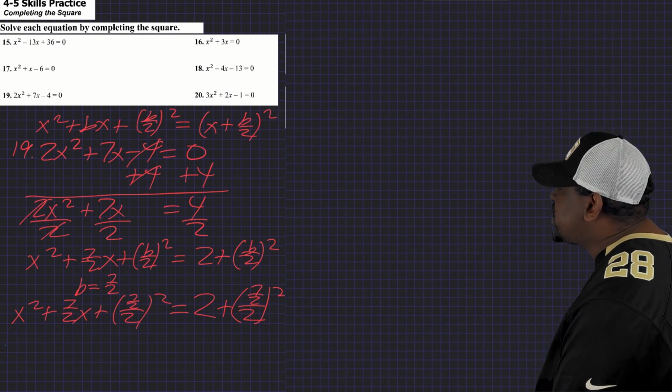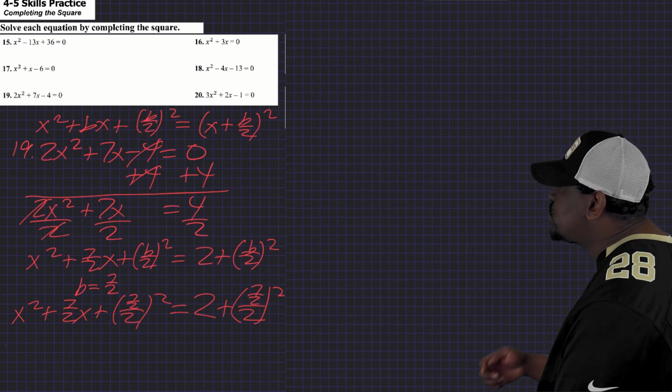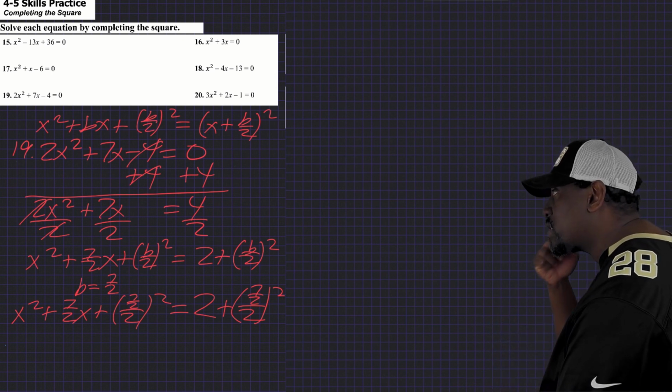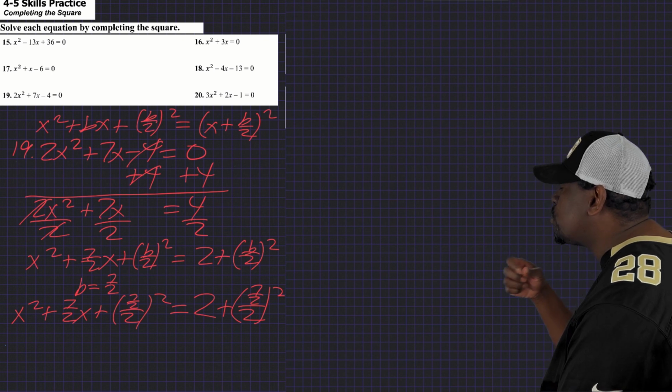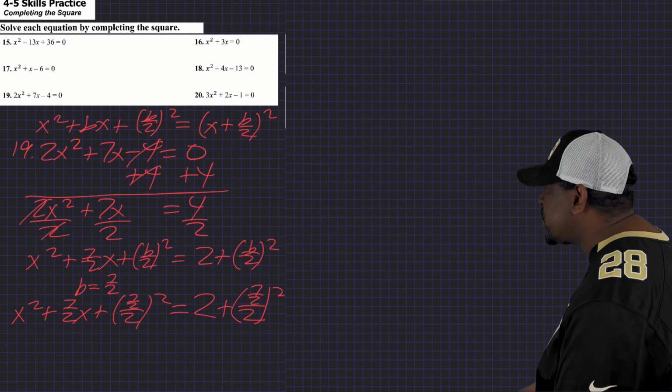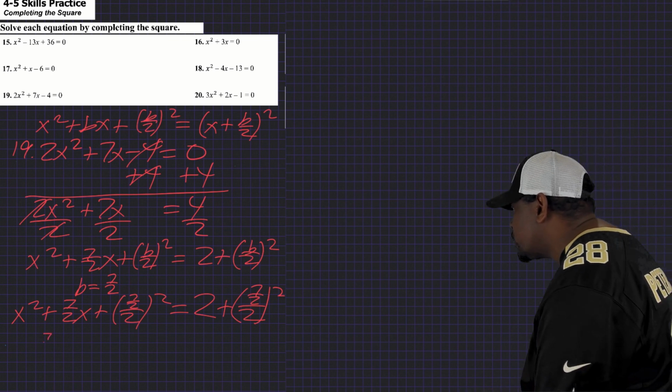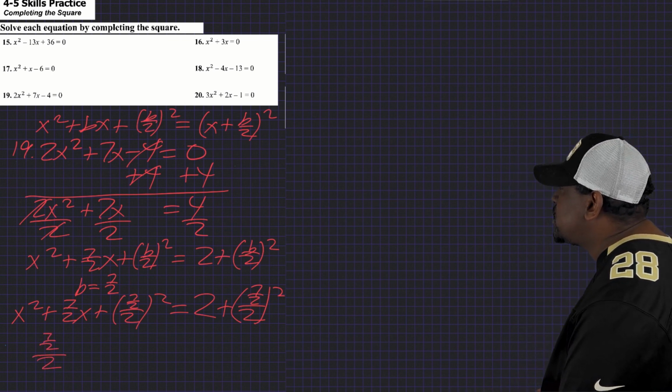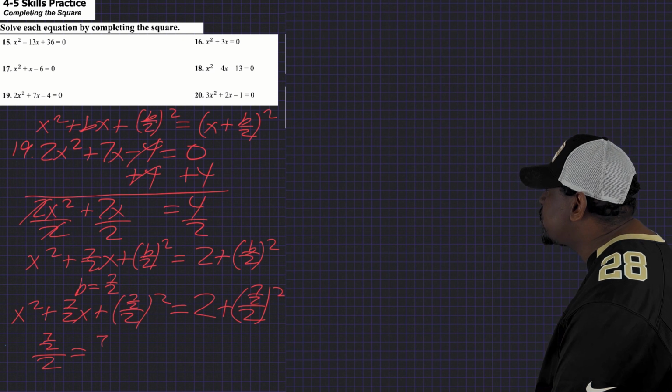Now, 7 over 2 divided by 2 needs to be rewritten. We're not used to having fractions in a fraction. So what I will do is have you rewrite this, and then we will figure out what 7 over 2 divided by 2 is equal to once we rewrite it. You'll see that happen there. There we go. And so we know that is equal to 7 over 2 divided by 2.